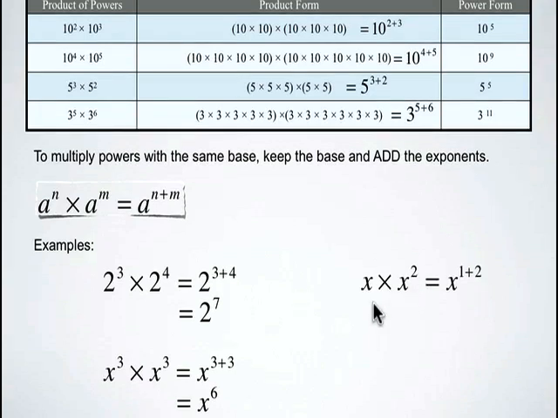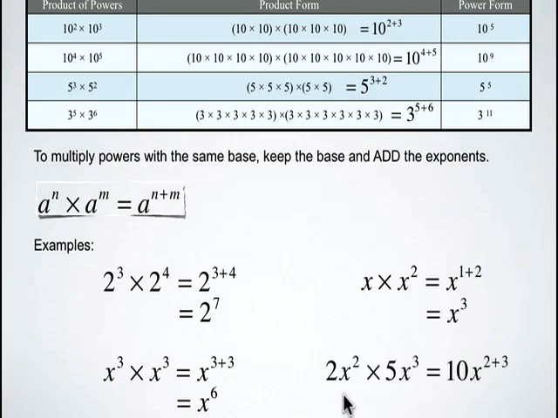x times x squared looks a little strange because this first one, x, doesn't necessarily look like a power, but it really is. How many x's are in this multiplication here? One of them. So when you have a power and the exponent is not there, it is automatically assumed to be a 1 because you have one of those bases. So in expanded form, there would be my x, or x to the 1. There's my x to the 2, or 2 x's. Adding 1 and 2 together, keep the base the same at x, gives me 3 as the exponent.